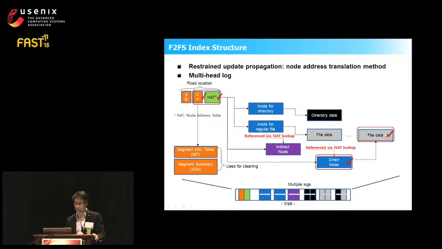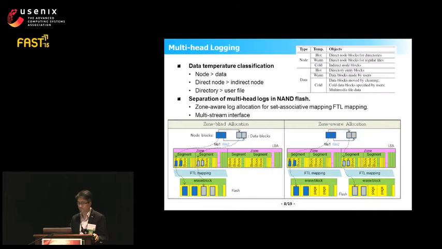So if we update the file data, we update the direct node, because the direct node has the file data block address. And then we update the NAT, because the NAT should refer to the new direct node. So that's it. We don't update the inode or indirect node because they don't have a physical block address of the nodes. And we have multiple logs. Currently, we have 6 logs. I will talk about that in more detail in the following slides.